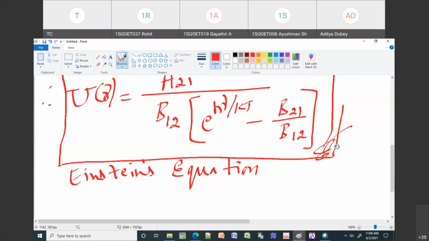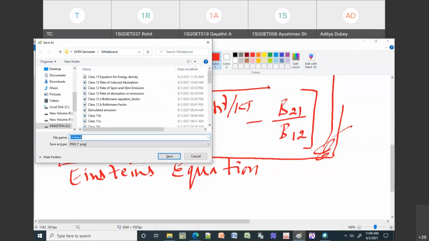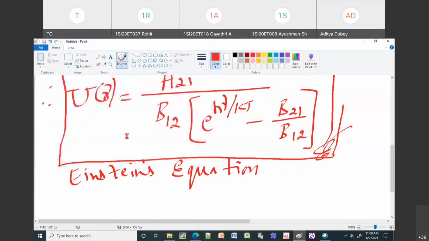You take the rate of induced absorption equal to the rate of spontaneous emission plus the rate of stimulated emission. Then you write the equations in Einstein coefficients. Then you do some mathematics and you will get this equation. Okay, so this was derived by Einstein.